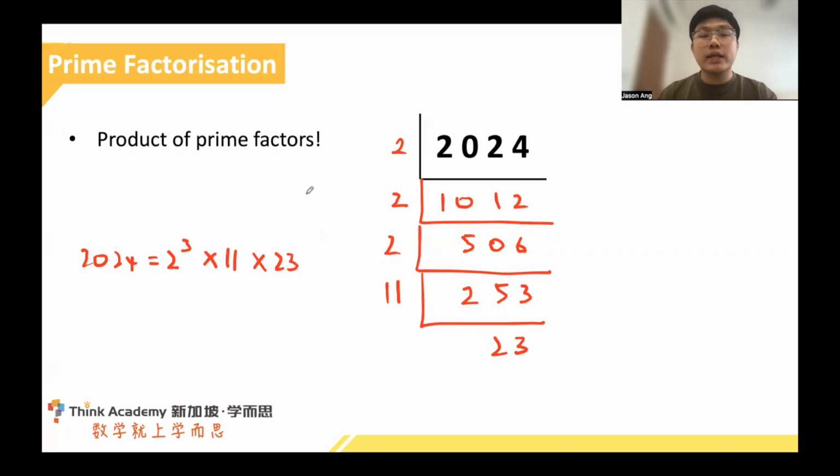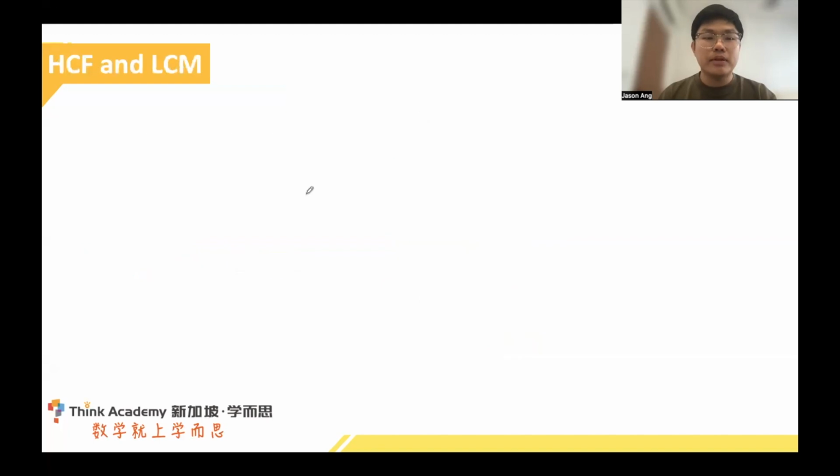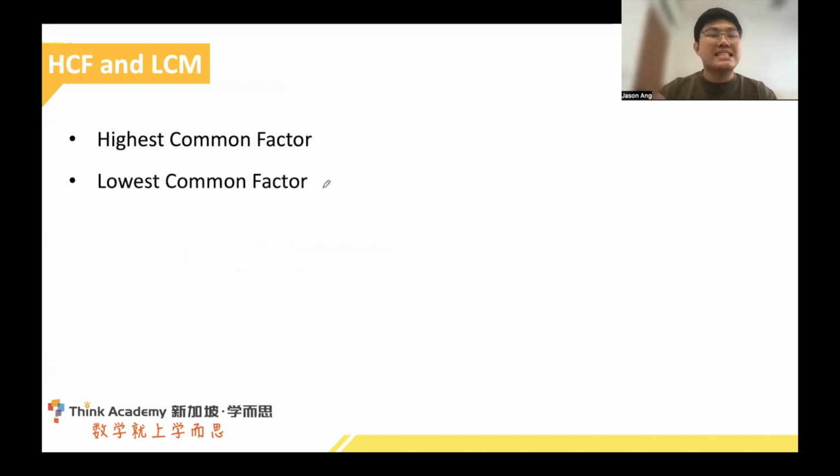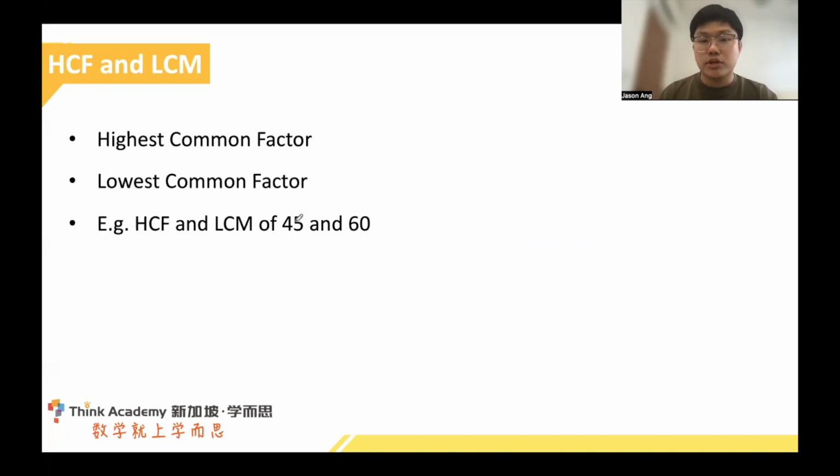Using this, we can also learn how to use the methods of lowest common multiple and highest common factor. The highest common factor looks between the factors of two or even more numbers, and we are trying to find the highest common one. For lowest common multiple, similarly, it's looking through all the multiples of a set of numbers, and we're trying to find the lowest common one. Let me give you a brief example of 45 and 60, and we'll explore both.